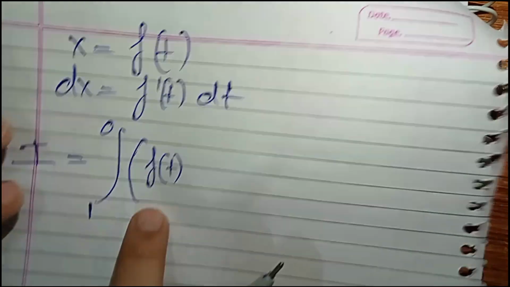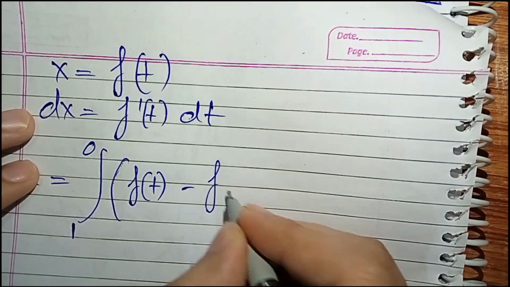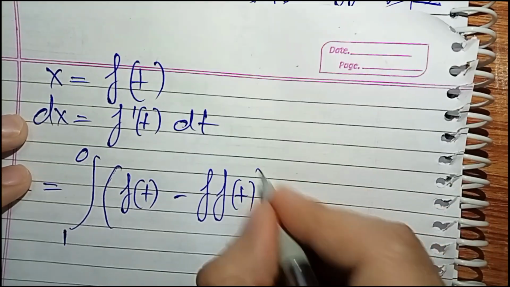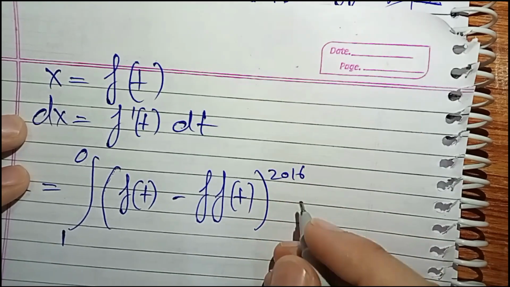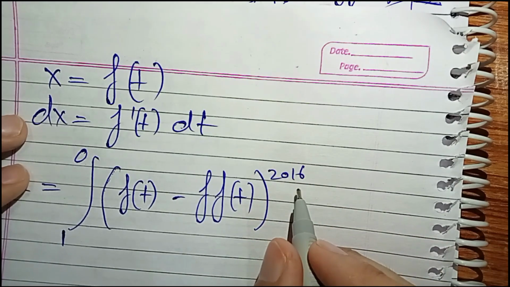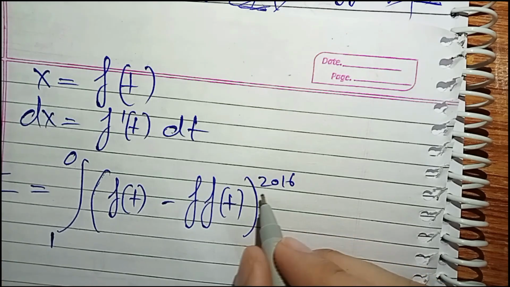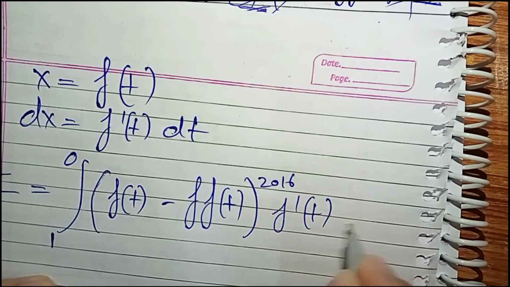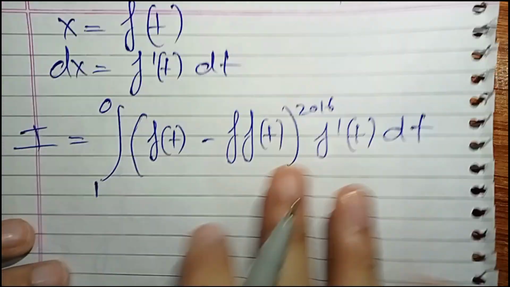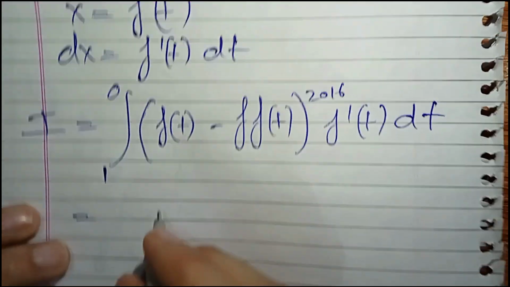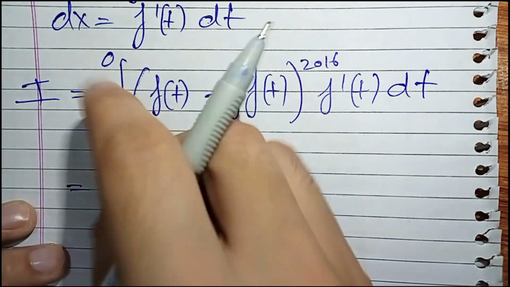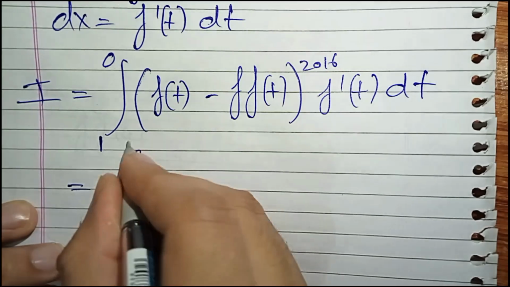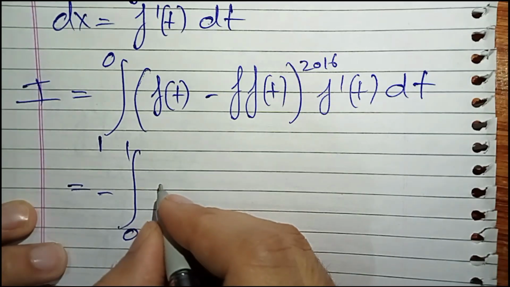Alright, so f of t minus f of t to the power 2016. There's nothing special about 2016, you can see here. It could have been any even number. Then dx would be f dash t dt. Then this would become, when I flip the limits, I would have to take the minus sign out here.